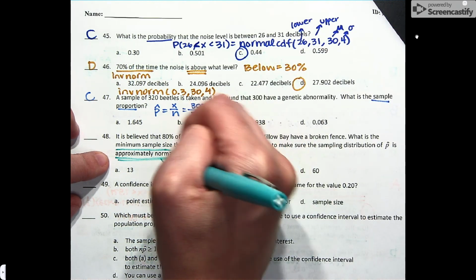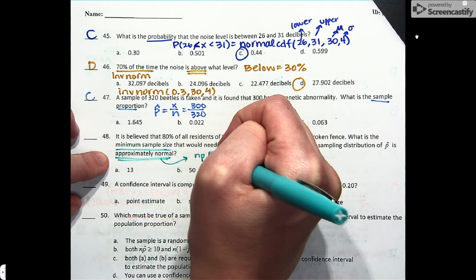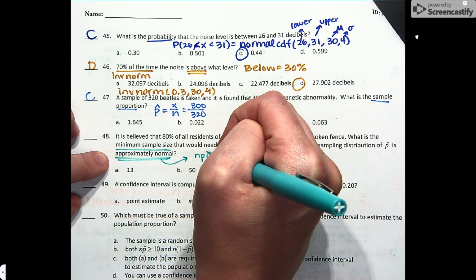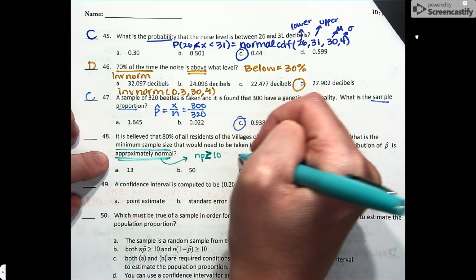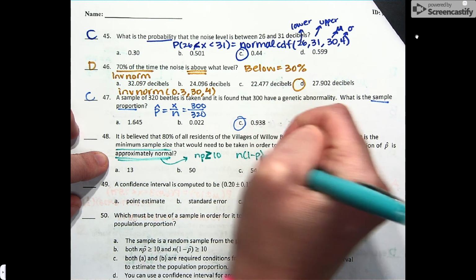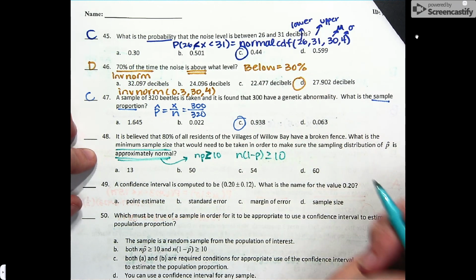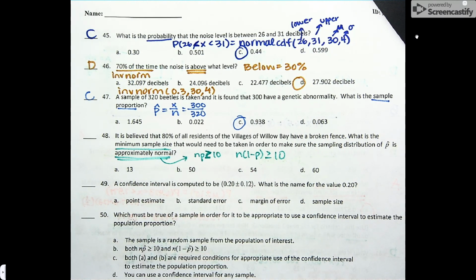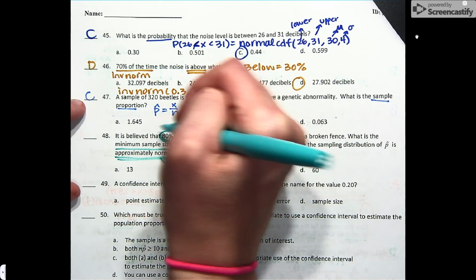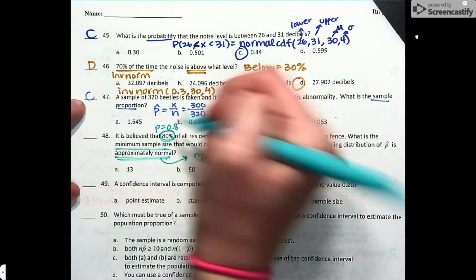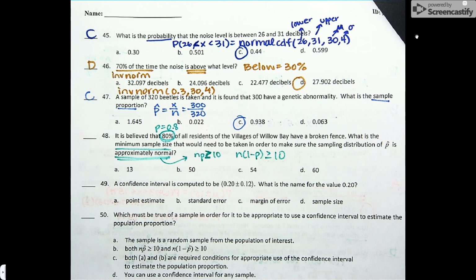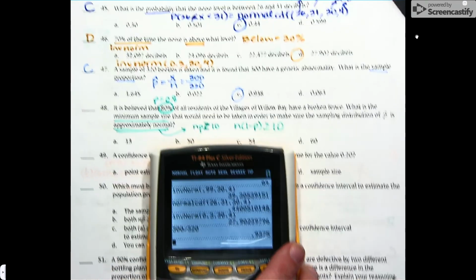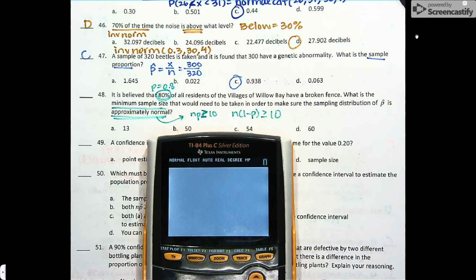So for proportions to be approximately normal, you have to show that n times p is greater than or equal to 10, and n times 1 minus p is greater than or equal to 10. They're giving us possible sample sizes, and they gave us the proportion, so 80% is our proportion, so that's 0.8. So I'm just going to plug in each of these. It's multiple choice like your final will be, and see which one works for both.